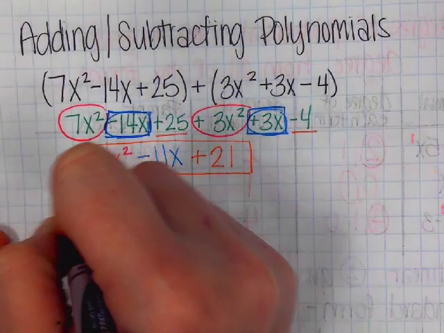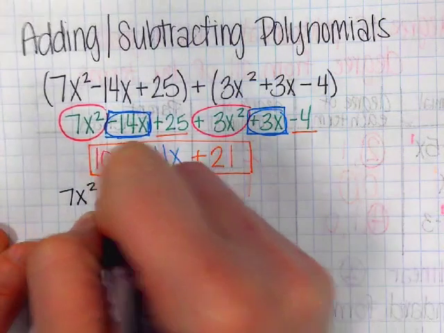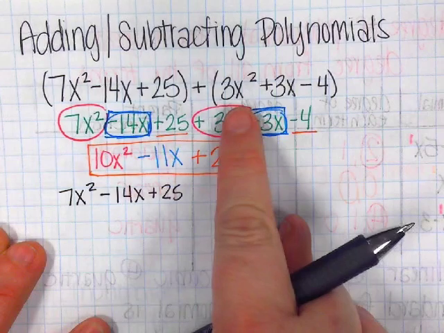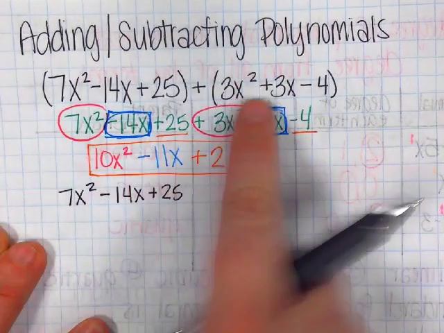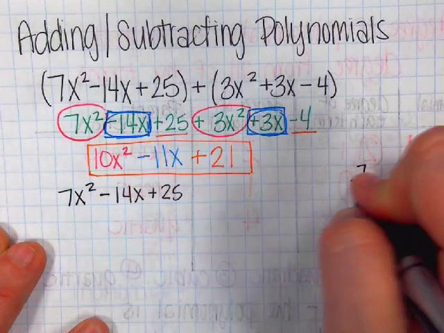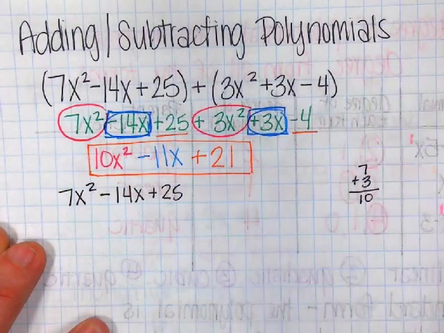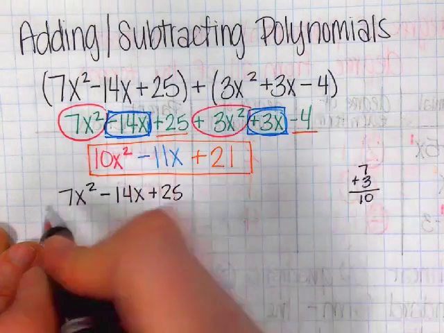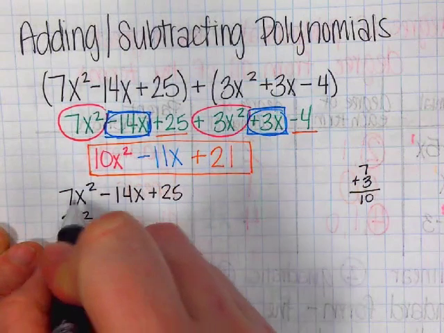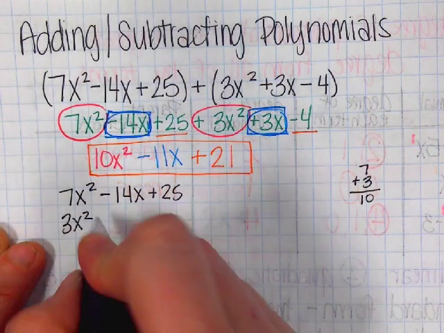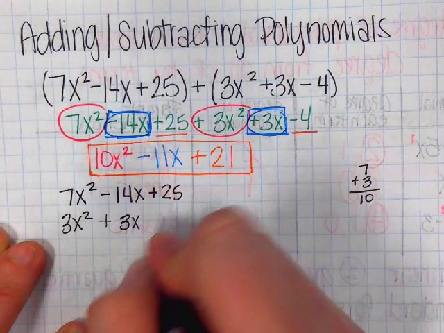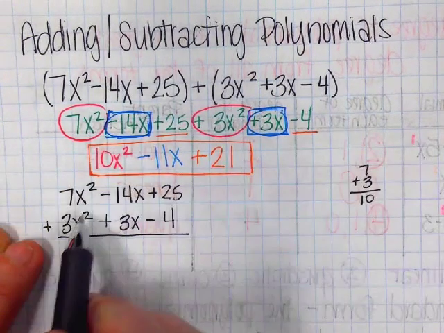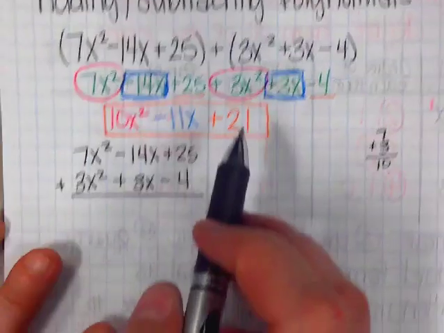So if you have 7x squared, I'm going to use the same problem just so you can see it laid out, minus 14x plus 25. And then I'm going to add it. So just like whenever you have 7 plus 3, you add and you get 10, I'm going to do it on top of each other. I'm going to place the 3x squared directly under the 7x squared, just because they're both x squareds. Then plus 3x, and then minus 4. So I placed it in order of highest degree to lowest degree.